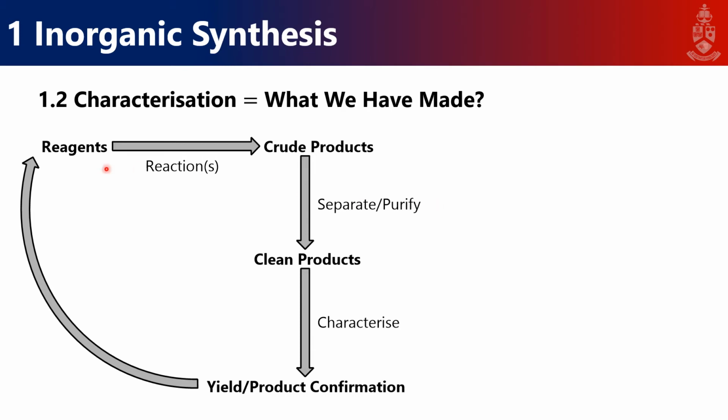So the pathway, or the iterative process, of inorganic synthesis: you start with reagents, you have some reaction or reactions, which leads to crude products. You will separate or purify with recrystallization or rotoevaporation or filtration or whatever, which gives you clean products. You characterize those products with a host of techniques, which I'll get into now. And then you have a yield and product confirmation, right? So you have a yield, something that's formed, and product confirmation being some sort of technique that you use to confirm whether or not you've made the product.